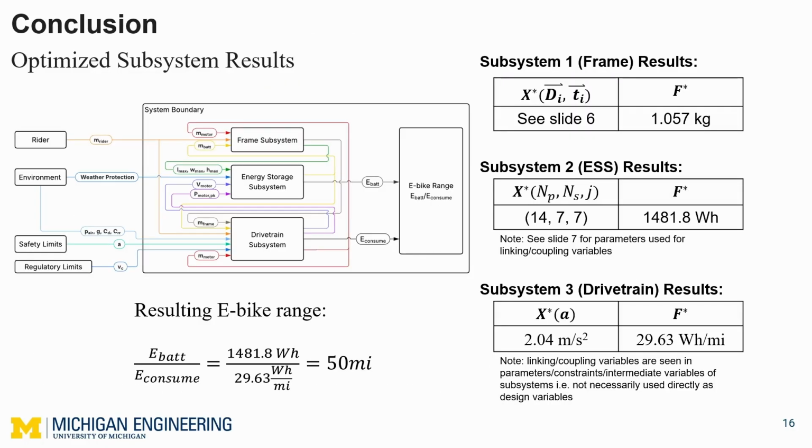To summarize, we have our design variables and outputs of each subsystem listed here, with the resulting e-bike range of 50 miles. Note that this 50 miles is an estimation based on the assumptions that each subsystem had to make about each other, and our next step is to use our linking and coupling variables at the system level optimization problem to refine this estimation.